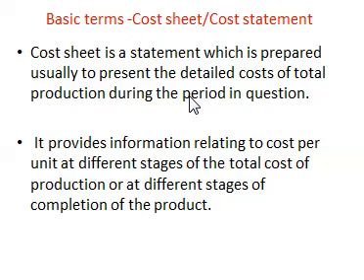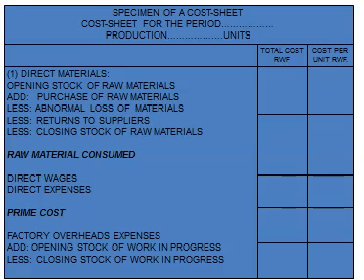Then we also have what we call a cost statement. When you talk of a cost statement, sometimes we call it a cost sheet, it is a statement which is prepared to present a detailed cost of the total production. So if someone wants a report on production, then we provide what we call a cost statement. It provides information of the cost incurred during the production process. So this is a simple illustration on how to determine our cost statement, or cost sheet.